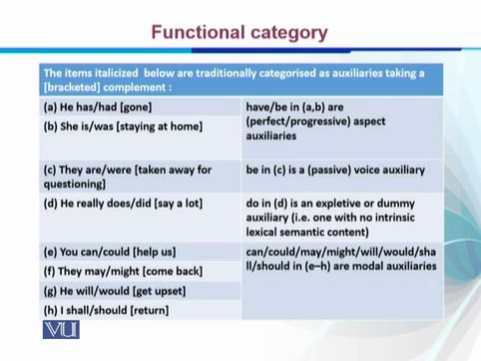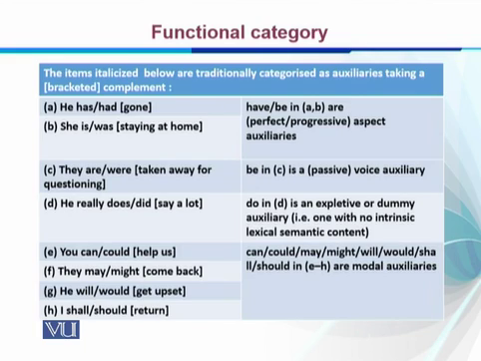Now let's look at some examples of auxiliary verbs in the following sentences. "He has or had gone." And "she is or was staying at home." So sentences A and B are showing perfect and progressive aspect. The auxiliaries in these sentences show present perfect and progressive aspect. "They are or were taken away for questioning." So this sentence shows a passive voice auxiliary.